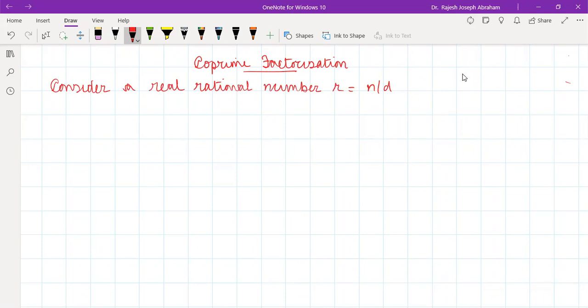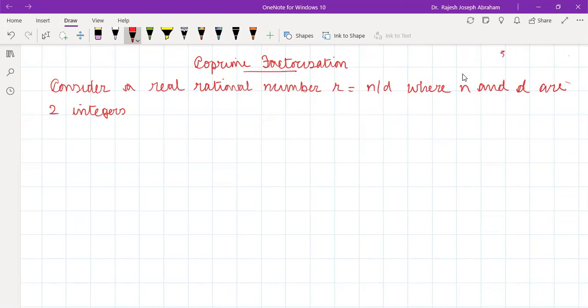When will you say that they are co-prime? When will you say that these two are co-prime? Tell me. What do you mean by co-prime? Only one common factor. The greatest common divisor is 1.